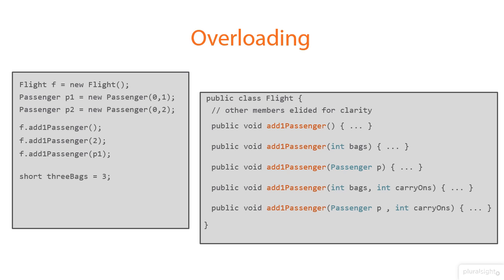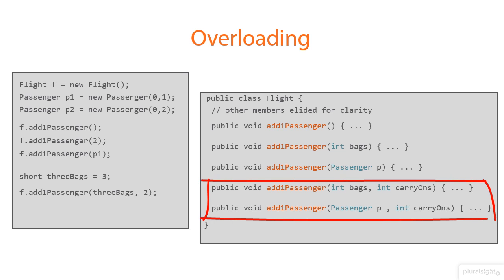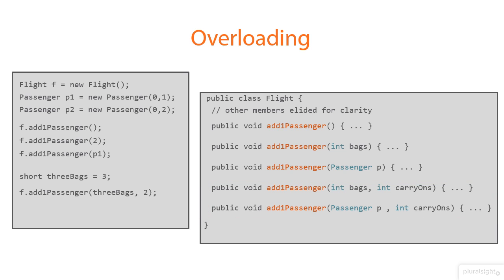But let's go another step. Let's declare a local variable of type short called 3 bags that we set to 3. Now, when I call add one passenger passing in 3 bags as the first parameter, a short, and then 2, an integer as the second parameter. Well, there are 2 possible overloads here that accept 2 parameters, right? The one that accepts 2 integers, and one that accepts a passenger and an integer. Notice there is no overload that accepts the short. So how does the system decide which one to call?